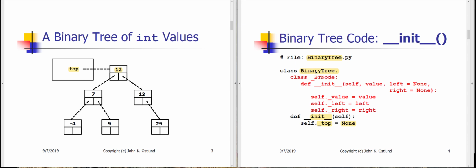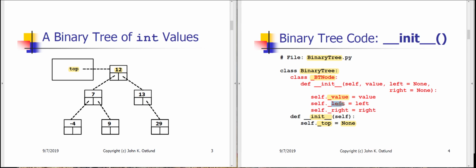Now, within the binary tree class, we have a nested class underscore BT node. And this nested class is going to allow us to create objects that have these 3 instance variables that define what each node in the tree looks like. So there's going to be a value, which we're going to store in the underscore value instance variable.